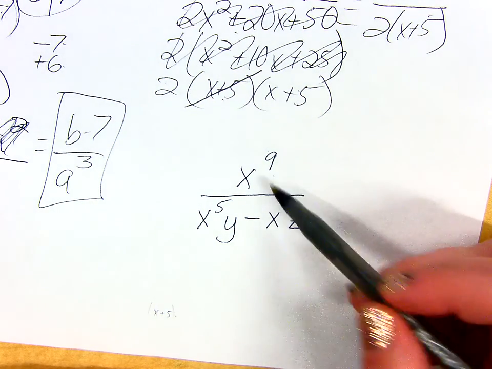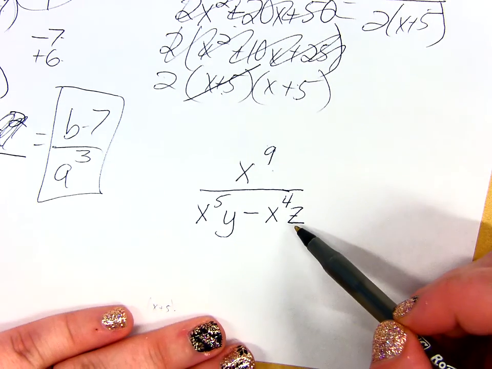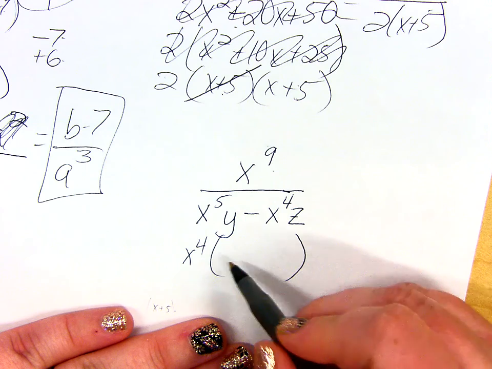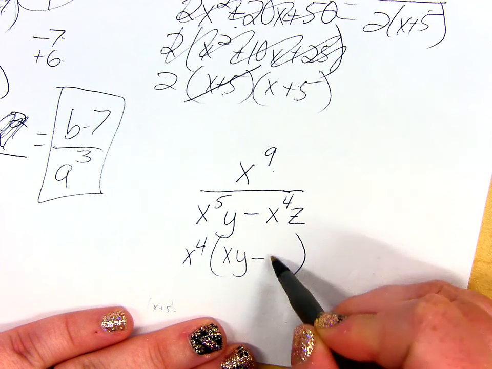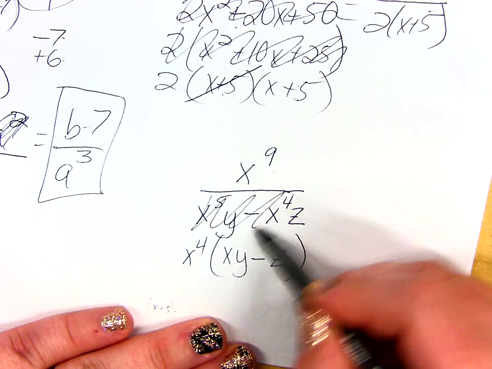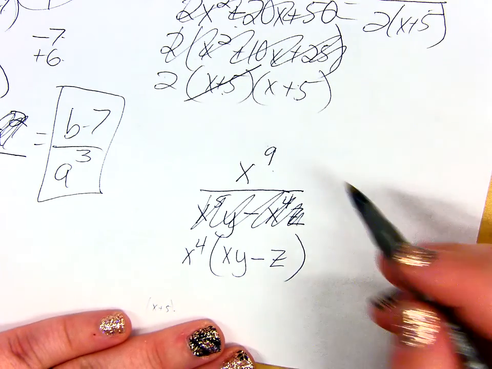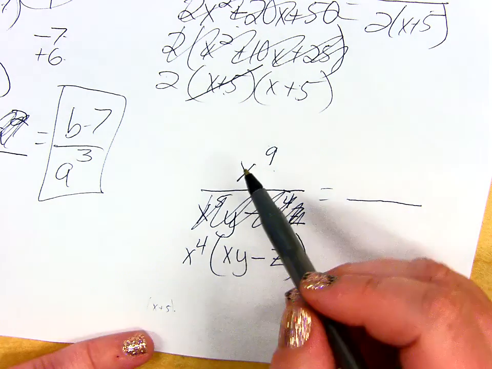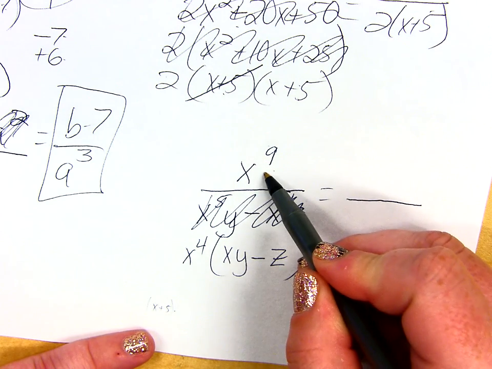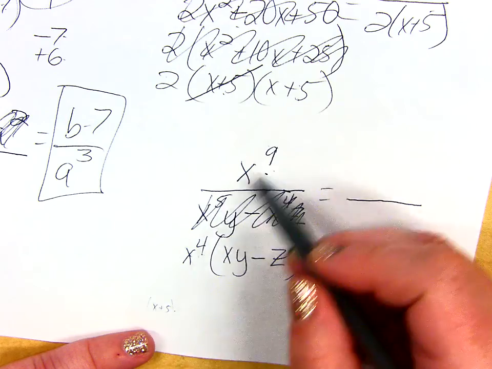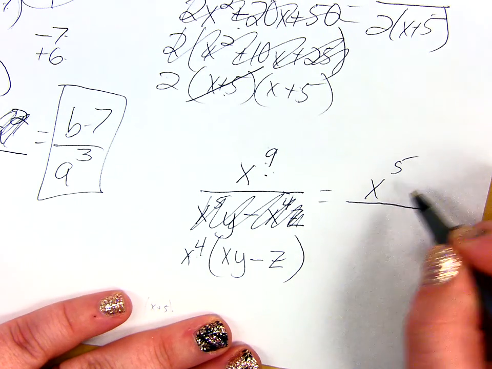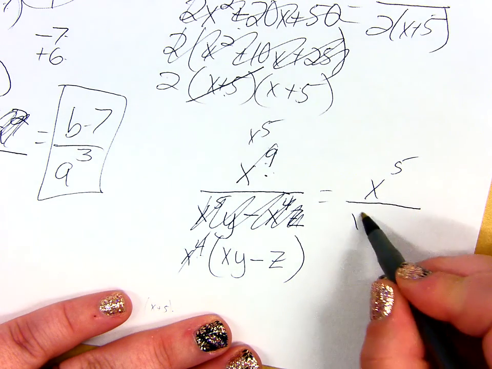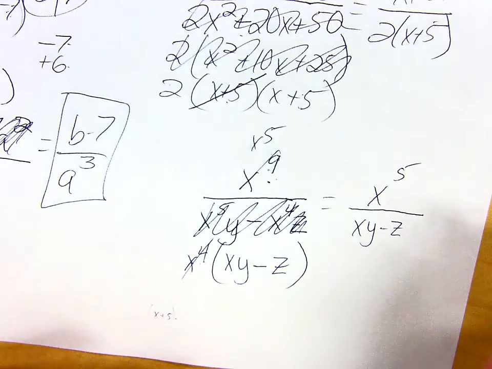Okay, nothing to do on top. On the bottom, what can I take out? X to the 4th. And that would leave me with xy minus z. Correct. Now, I see if there's anything I can cancel or reduce. Is there? Right. If I have 9 x's on the top and 4 on the bottom, when I cancel them with each other, I'll be left with x to the 5th up top. And then just the xy minus z on the bottom.